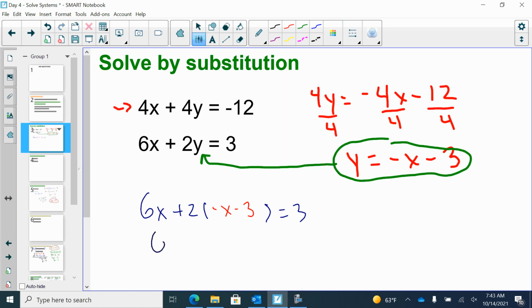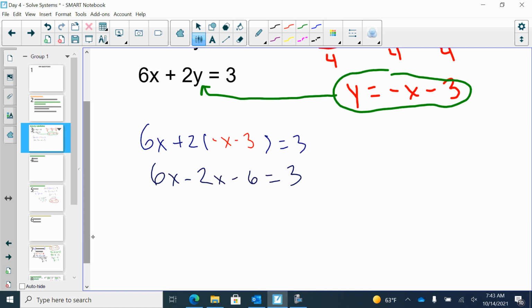Now I'm going to solve this out. 6x minus 2x minus 6 is 3. Okay, so now I'm going to have 4x is 9. x is 9 over 4.